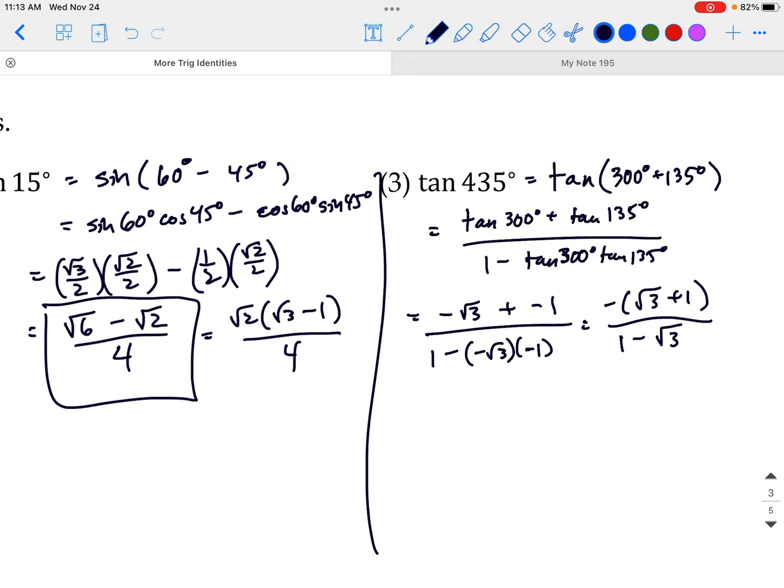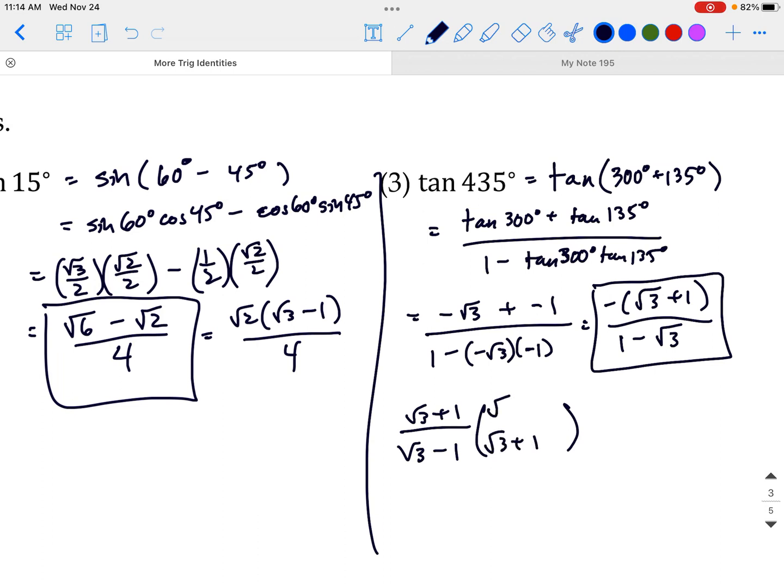But now we'll see, well, there's a whole bunch of different ways we could simplify this using rationalizing if we wanted to. So note this one is perfectly fine. We could write this by distributing the negative sign in the bottom. So we could write this as radical 3 plus 1 over radical 3 minus 1. We could multiply by the conjugate of each and simplify further. So maybe we'll do that here.